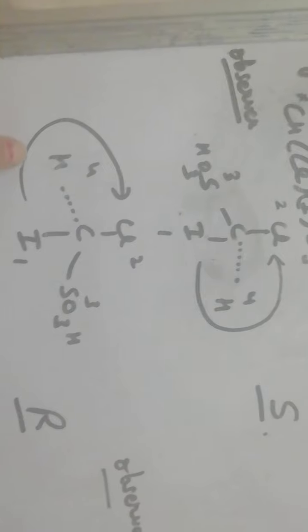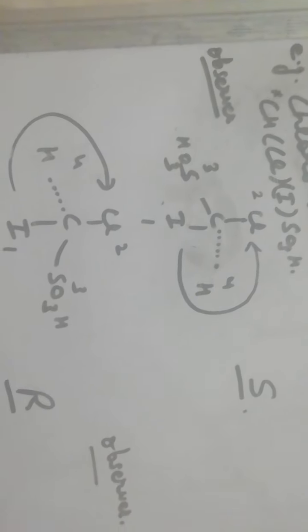If the observer is on this side, then H will be directed away from the observer. So in this case, iodine is given priority number 1, chlorine second, SO3H third, and hydrogen priority number 4. So the configuration will be R, depending upon the position of the observer.